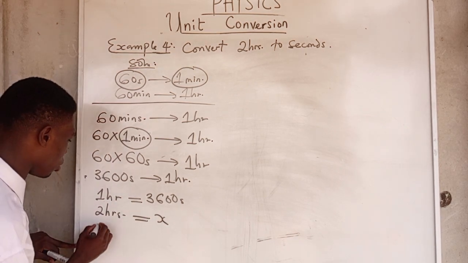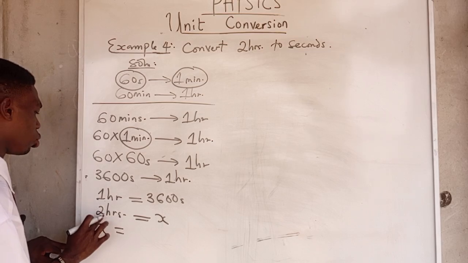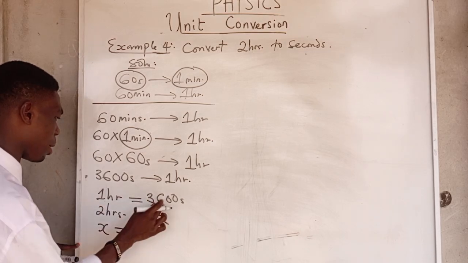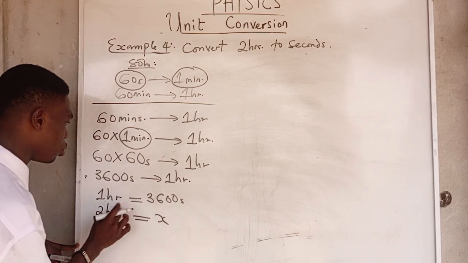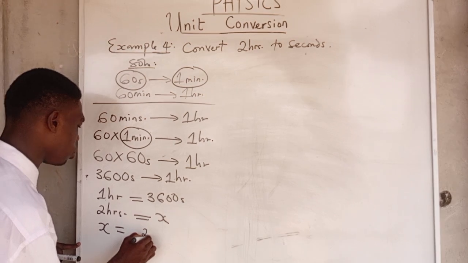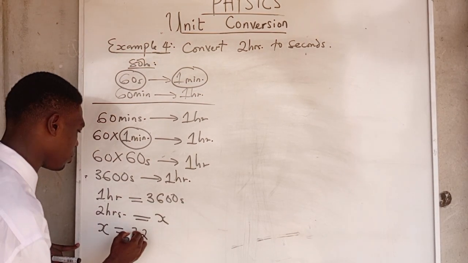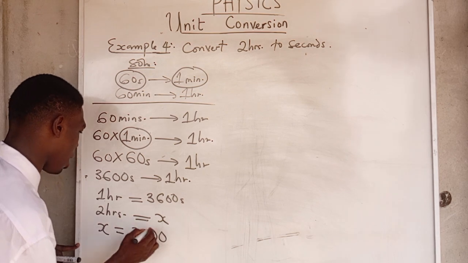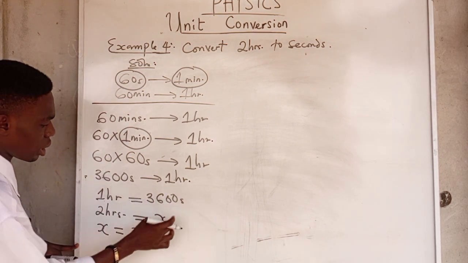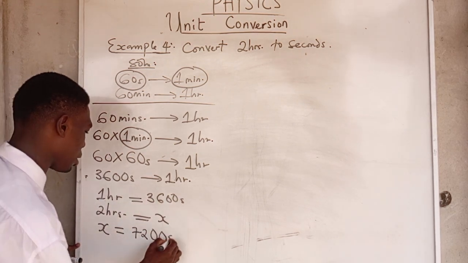X times 1 is what? X is equal to 2 times 36. Now 2 times, keep the 2 zeros. 2 times 6 is 12. You write 2 and carry 1. 2 times 3 is 6 plus 1, 7. Then I add the 2 zeros at the back. So 2 times 3600 is 7200, and that's seconds as well.